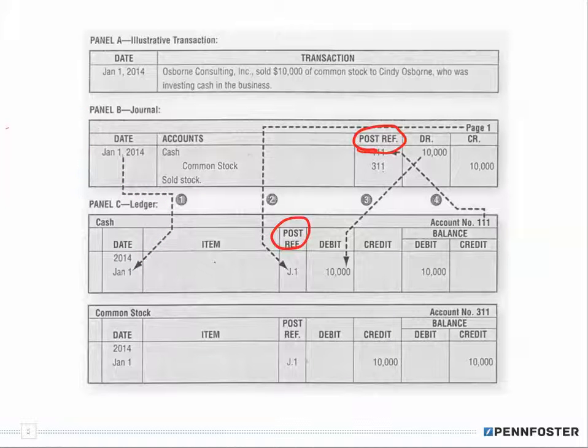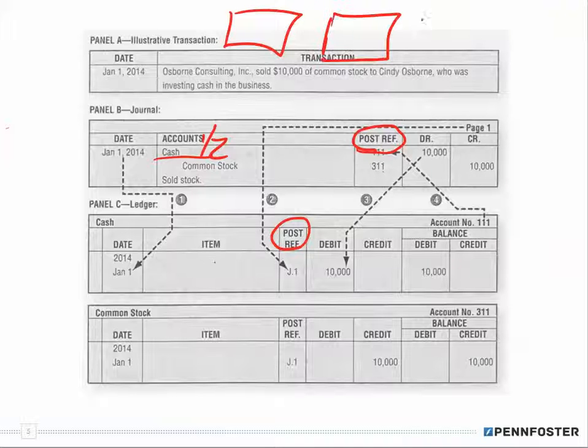But now let's say we have a second entry. Notice I only posted half of this entry just now to cash. I'm not going to talk about the common stock at this exact moment because I want to illustrate this idea of the balance, because some students get this wrong. So let's say I have 3 journal entries, and all 3 journal entries affect cash: 1, 2, and 3.